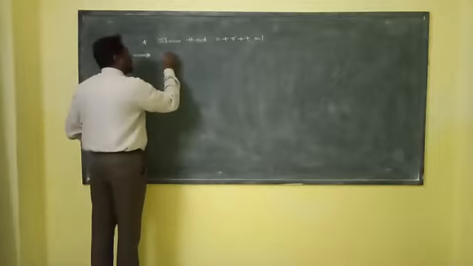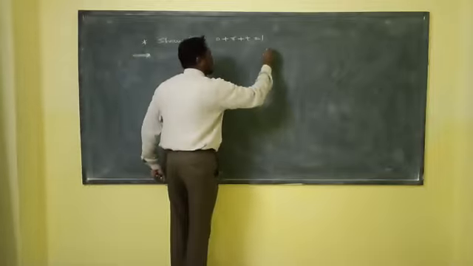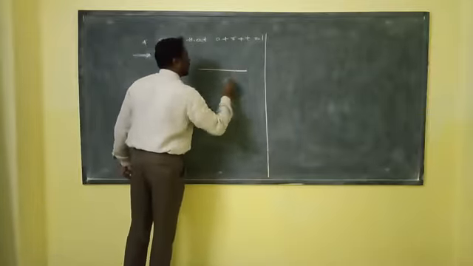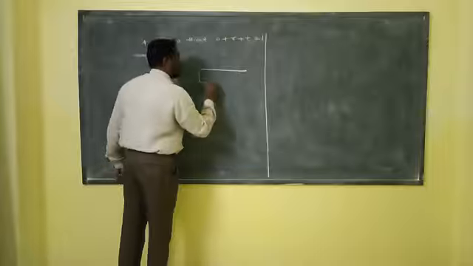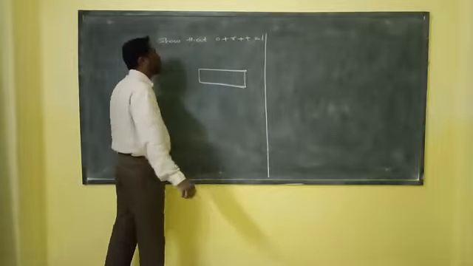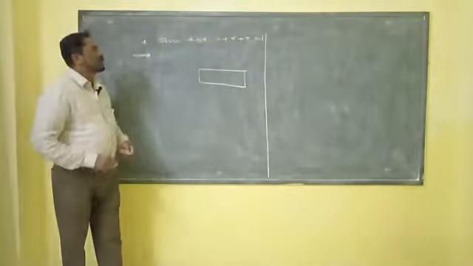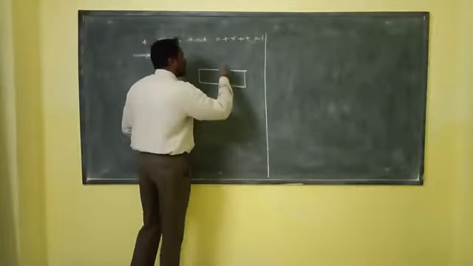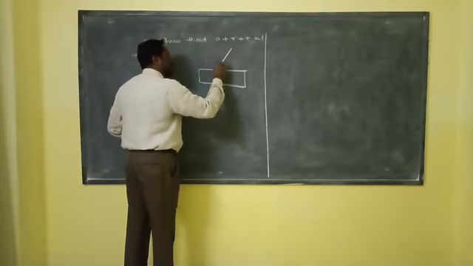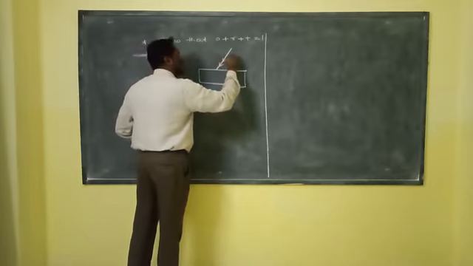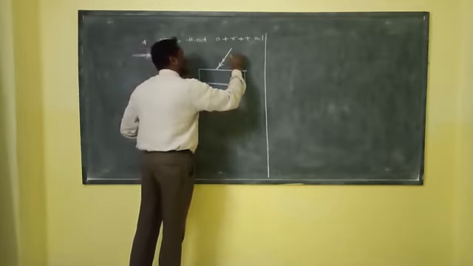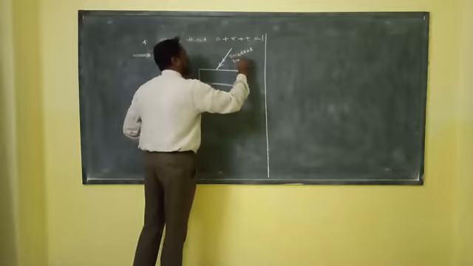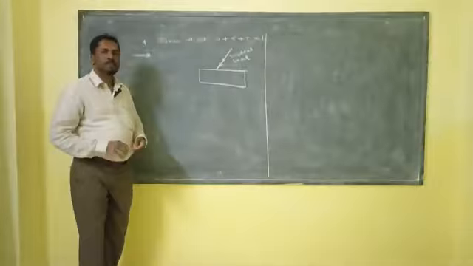a simple diagram. Let us consider a body. To understand the concept of A plus R plus T is equal to 1, let us consider there is a body on which some amount of heat is incident, that is called as incident heat. Some amount of heat is incident on a body.